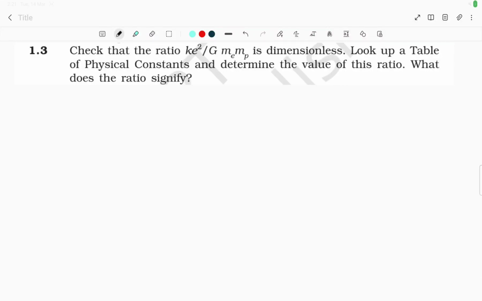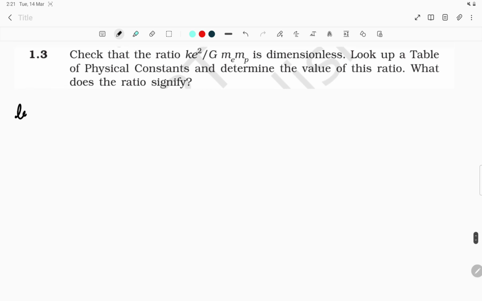The third question from NCERT exercise class 12 physics. Check that the ratio ke² divided by GmEmP is dimensionless. Look up a table of physical constants and determine the value of this ratio. What does this ratio signify?